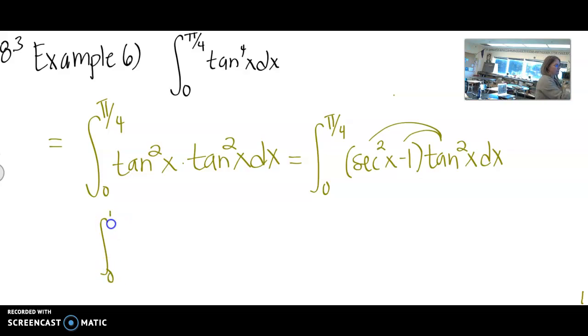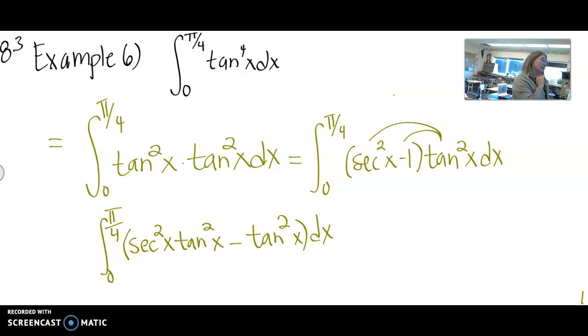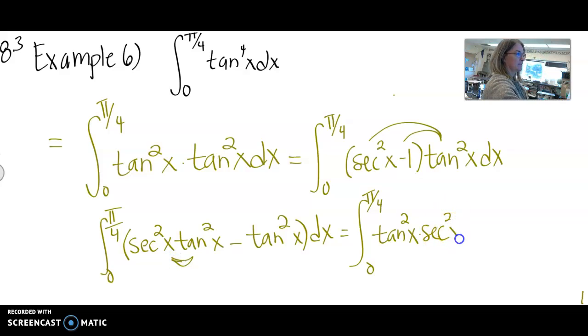And we have from 0 to pi over 4 secant squared x tangent squared x minus tangent squared x dx. Now what I can do is I can split this up, and I'm going to switch this around a little bit. I'm going to put tangent squared x times secant squared x, just interchanging these two. And then I'm going to split these two integrals up. So I have tangent squared x dx over here.